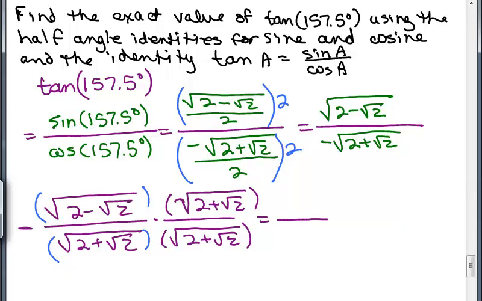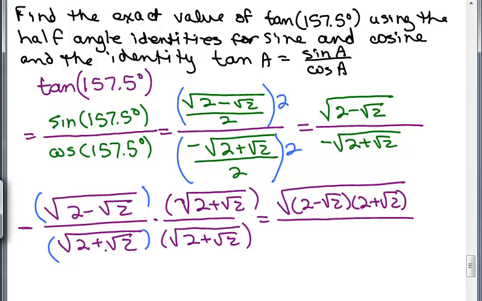So now what does that give me in the numerator? Well, I've got a square root times a square root, so the whole thing's going to be the square root of those two things multiplied by each other. And in the denominator, I'm multiplying by the exact same thing, so I get what's inside the radical, right? It's just like the square root of 3 times square root of 3 is 3. The square root of 2 plus root 2 times the square root of 2 plus root 2 is simply 2 plus root 2.